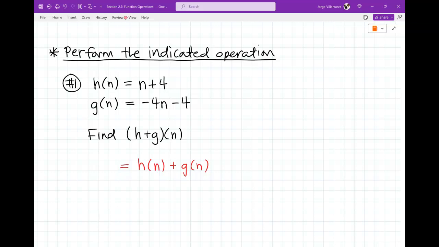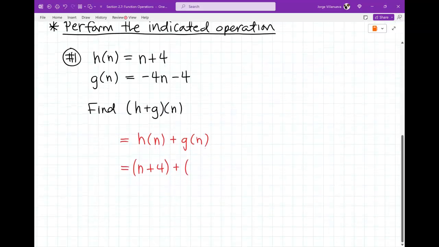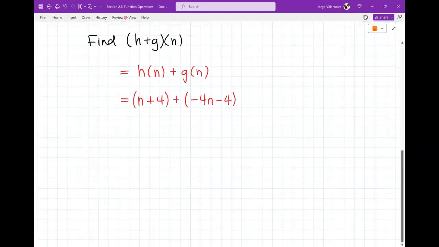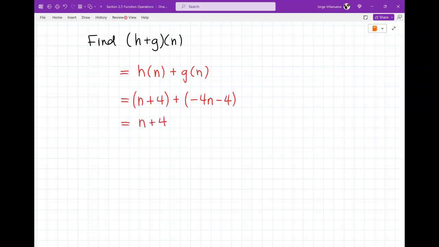So h of n is n plus 4 plus, notice how I'm putting them in parentheses because I'm going to be inserting them into a problem. So n plus 4 plus, now g of n is negative 4n minus 4. So notice all I did was write my equations in. I didn't do anything special. I just wrote them in. Okay? Now I'm going to go ahead and simplify this. So if I get rid of the parentheses and distribute if I need to, this is what I end up with. n plus 4 minus 4n minus 4.